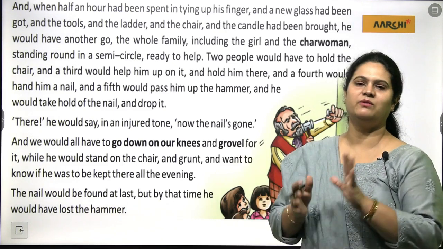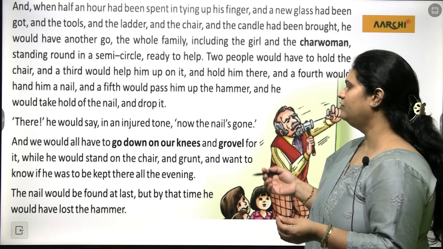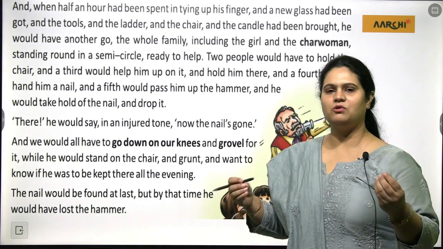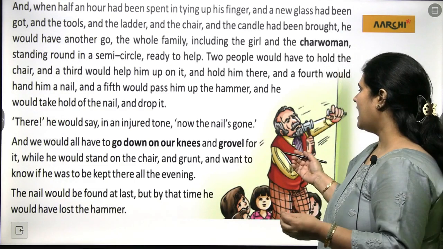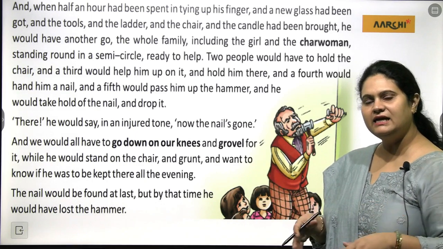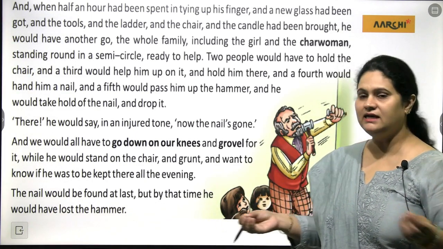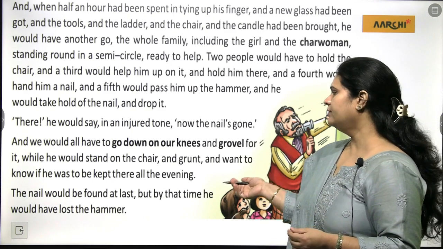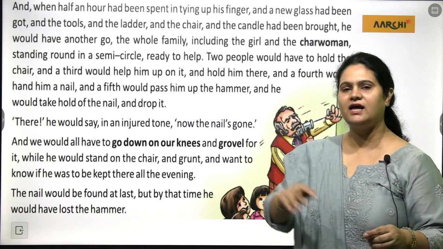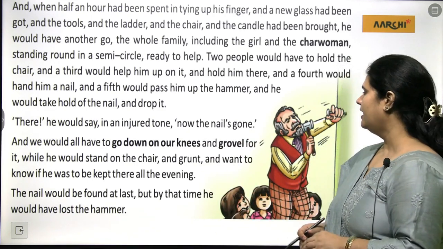Now everybody was asked to start looking for the nail. And we would all have to go down on our knees, right? They would all have to crouch and grovel, looking for something while moving on their hands and knees, while he would keep standing on the chair, and we all would be looking for the fallen nail and grunt.